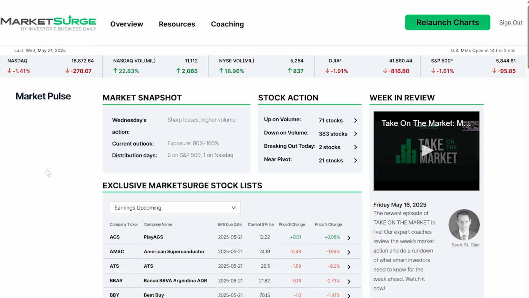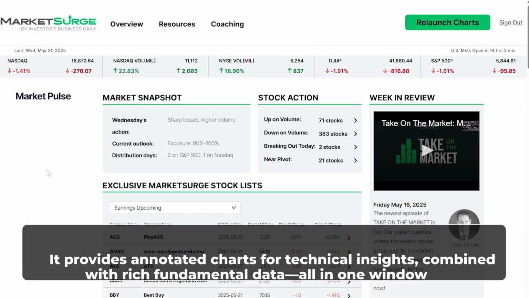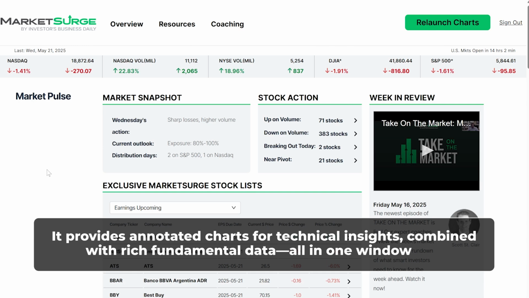Hey everyone, today we're taking a look at MarketSurge by Investors Business Daily. This was previously known as MarketSmith, and it's a really cool platform for swing traders and active investors. It offers annotated charts that give you an idea of how a stock is doing from a technical perspective, and it combines that with a ton of fundamental information on the same window.